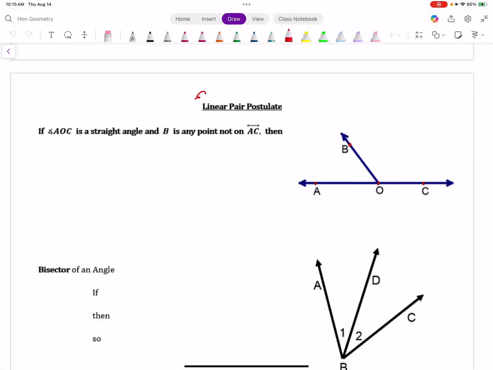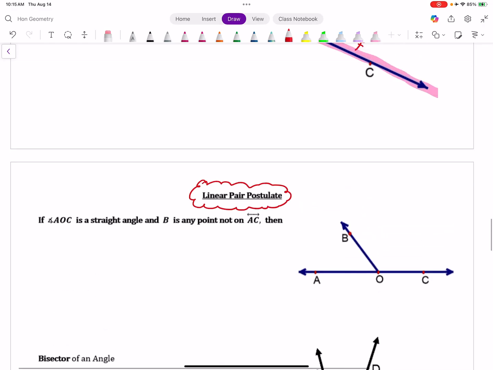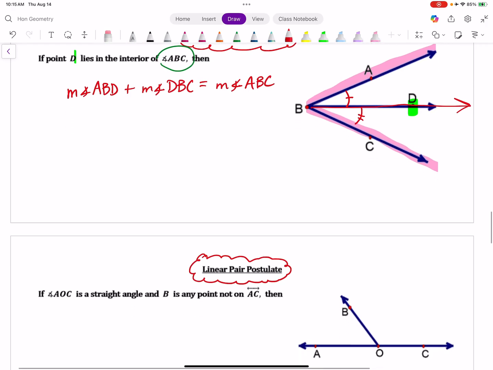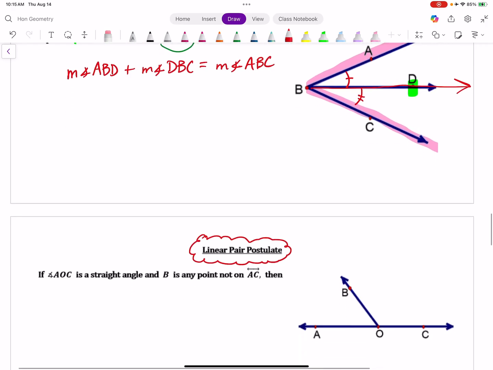Okay, next one is the linear pair postulate. And it's just a particular type of angle addition postulate. So, wait, what is on the board? Hang on.